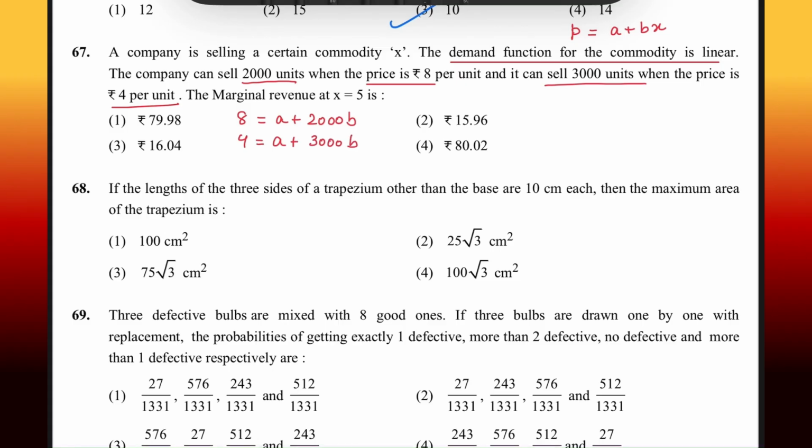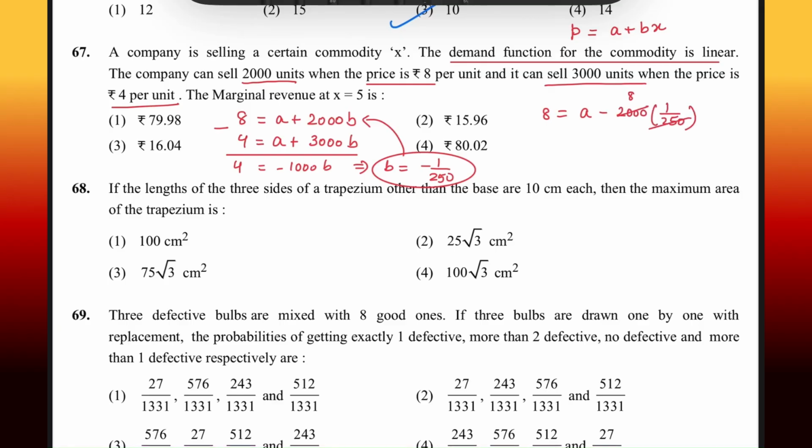Now these are two linear equations. I can just subtract and get the values of A and B. So 4 equals minus 1000 B, which gives us B equals minus 1 by 250. If I put it back, I get 8 equals A minus 2000 into 1 by 250. That cancels and gives us 8, so A must be 16. So finally you have P equals 16 plus B times X, which is 16 minus 1 by 250 times X.